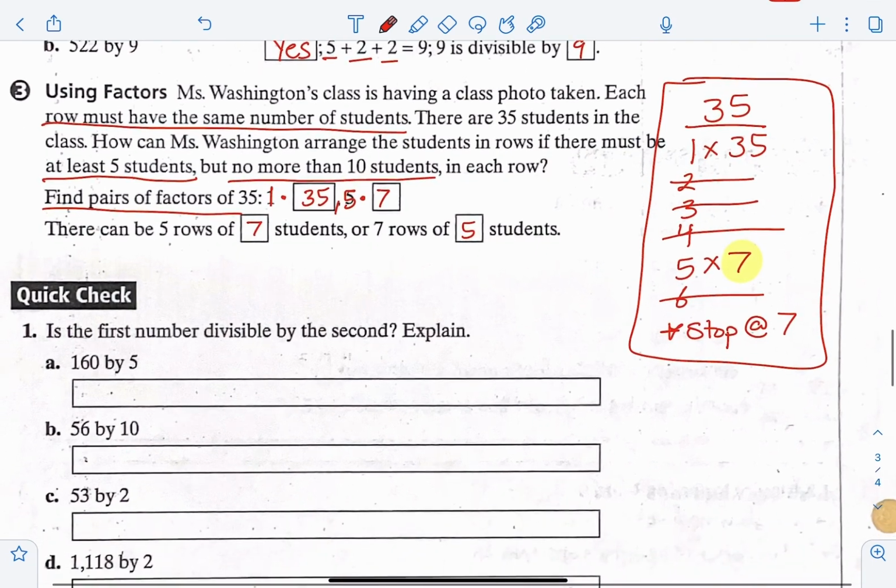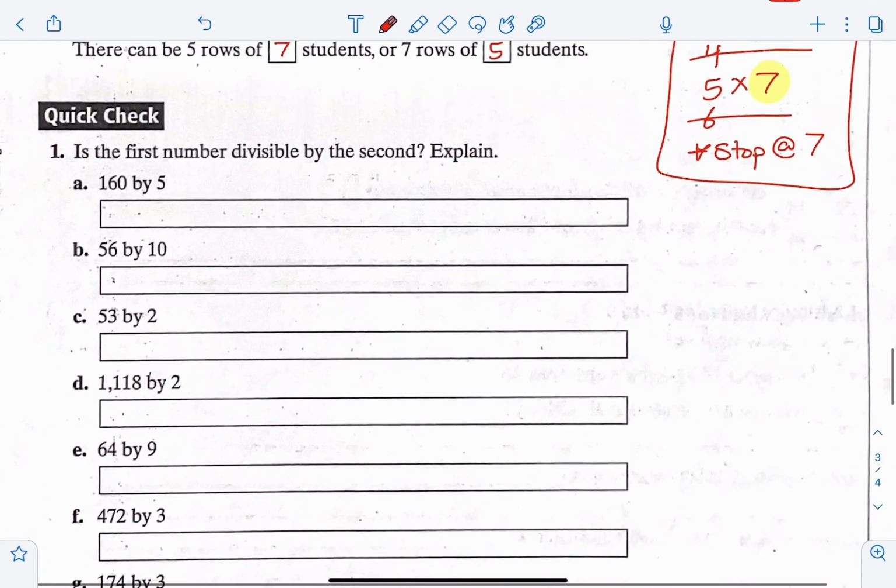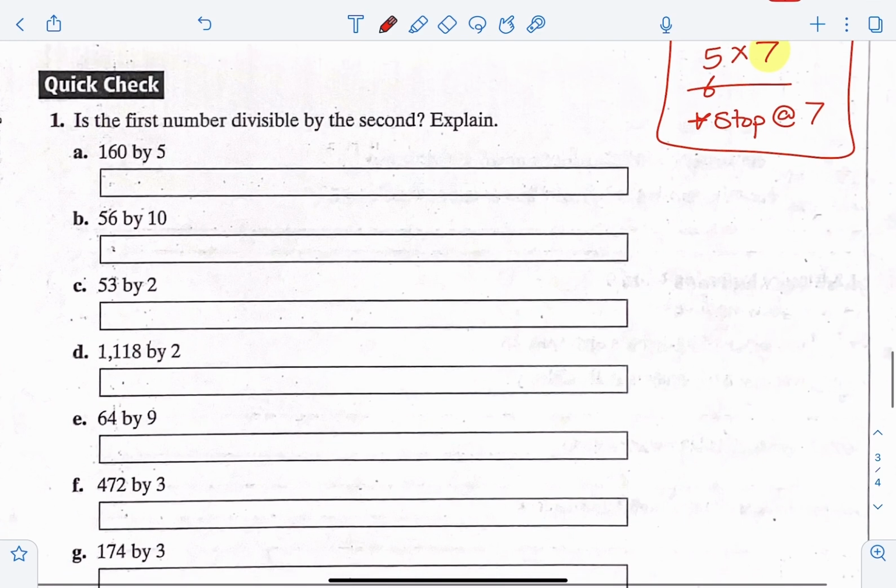All right, so we're gonna do the quick checks. We're gonna do the first couple together, then I will have you pause the video while you guys work on the other ones, and then we'll go over the answers. All right, so 160 by 5. Well, we said the rules for 5 were if it ended in a 0 or a 5. So since this ends in a 0, we're going to say yes. Yes, it ends in a 0. Okay, what about 56 by 10? Well, we said that the rule for 10 was that it had to end in a 0. 56 doesn't end in a 0, so we're going to say no.